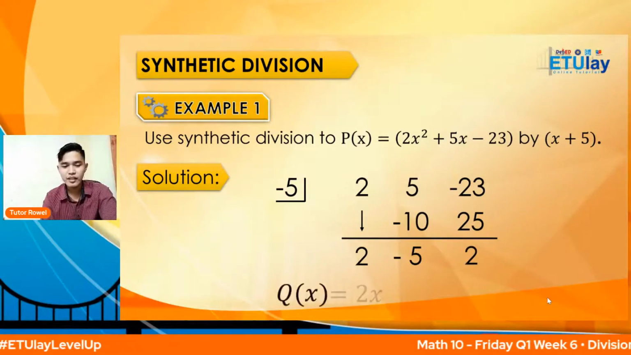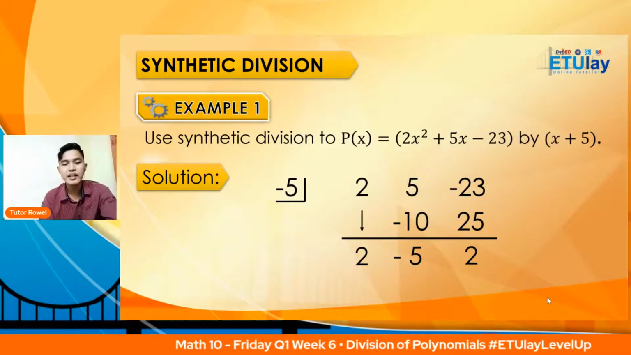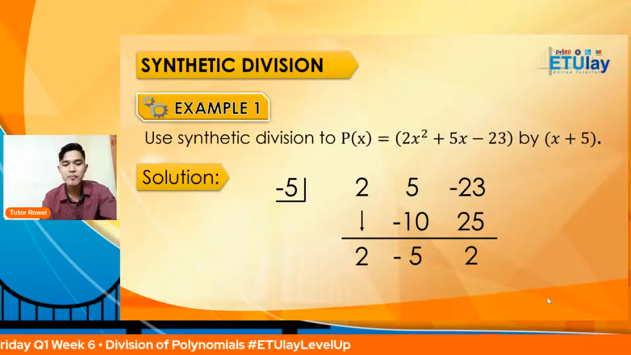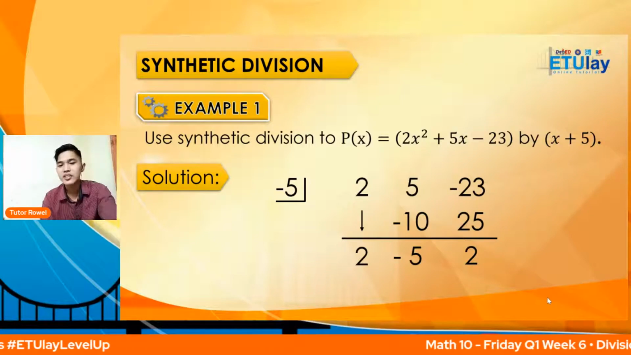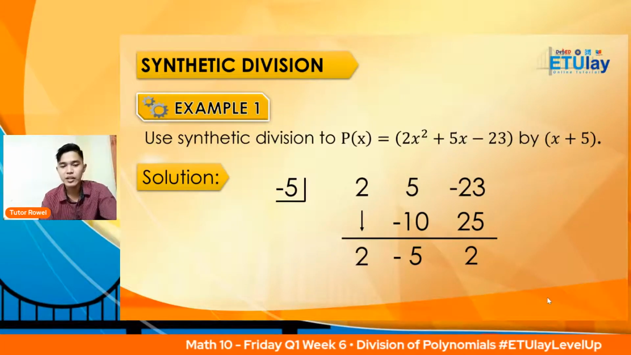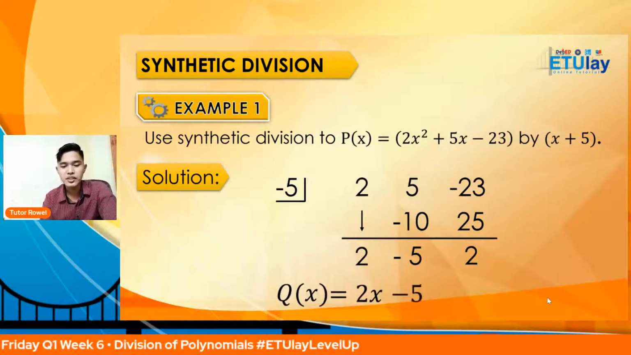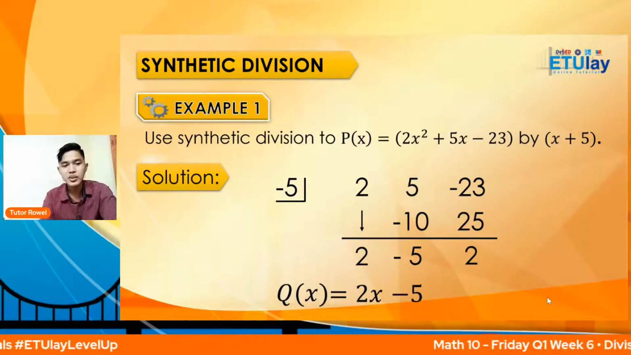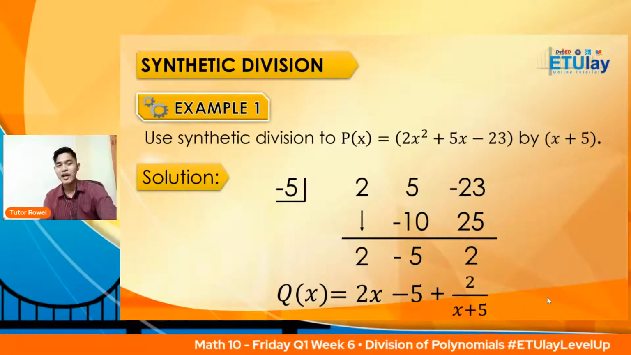Ngayon, paano na siya isulat? So since ang dividend natin is 2x squared, nasa second degree, ang magiging quotient niya, babawasan mo lang ng isang degree, so from 2x squared, magiging x na lang. Kokopyahin mo lang si 2, write x. Tapos, anong sunod kay x? So constant, which is minus 5. Ngayon si 2, that will be the remainder. So plus 2 over x plus 5.